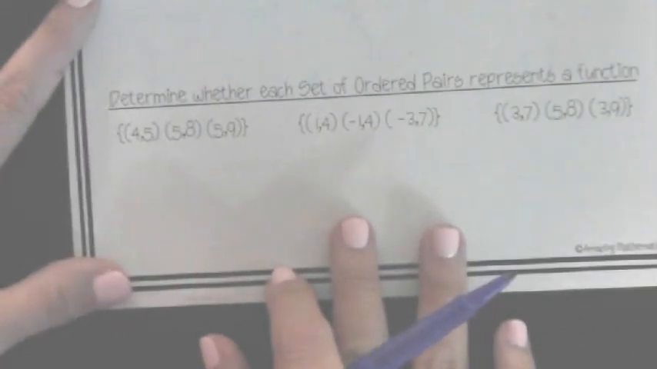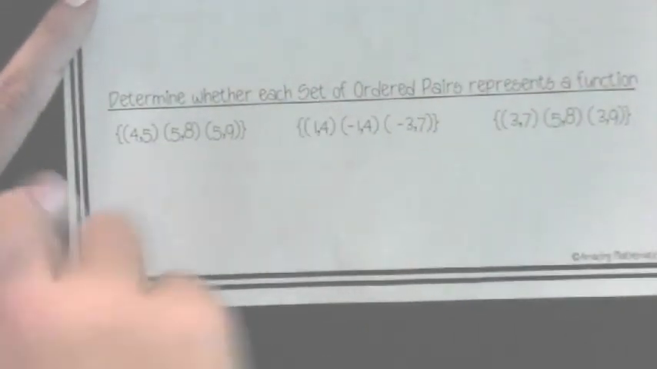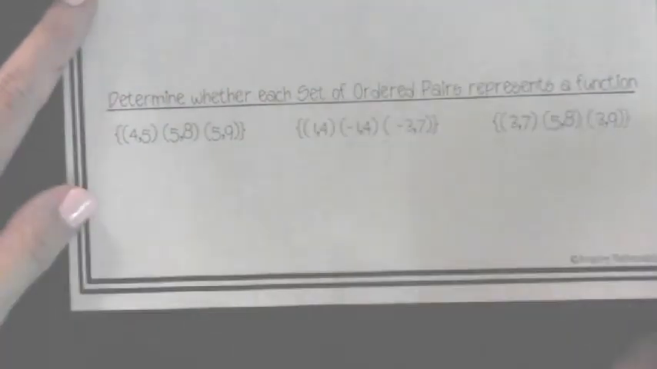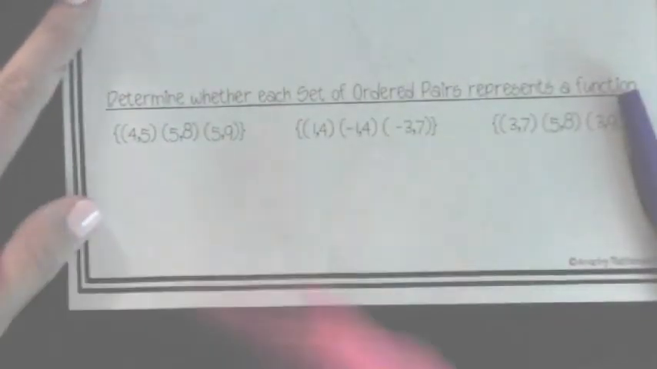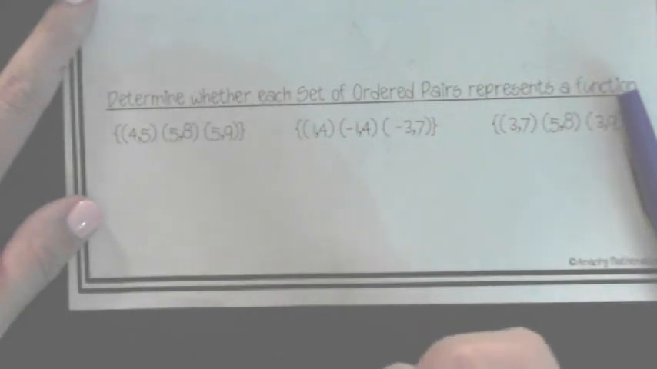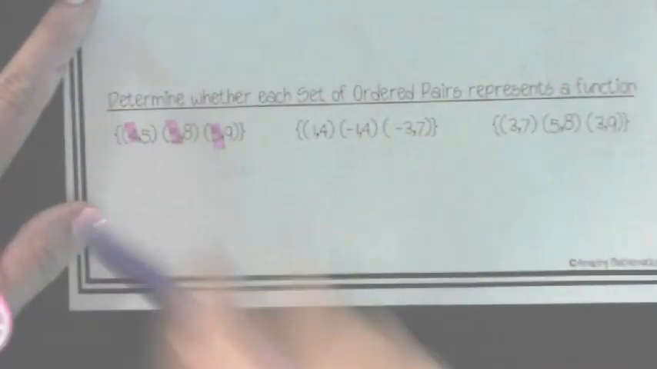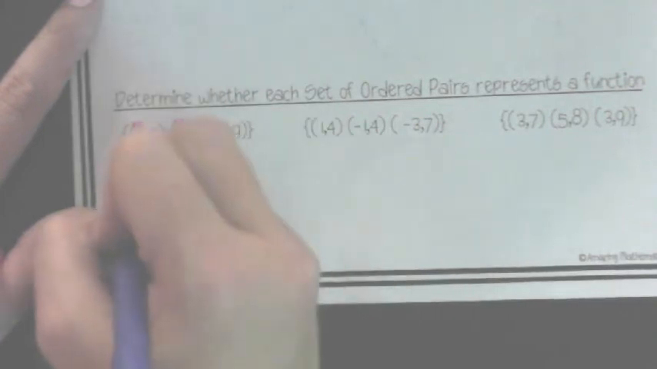All right, last section. Ordered pairs. Same thing. It just looks different, right? So all I'm going to be focusing on are the x values. Remember that the x values are the first number in the ordered pair. So I'm looking at the 4, the 5, and the 5. Is that a function? Yes or no? Why not? 5 is repeating. So this is not a function.